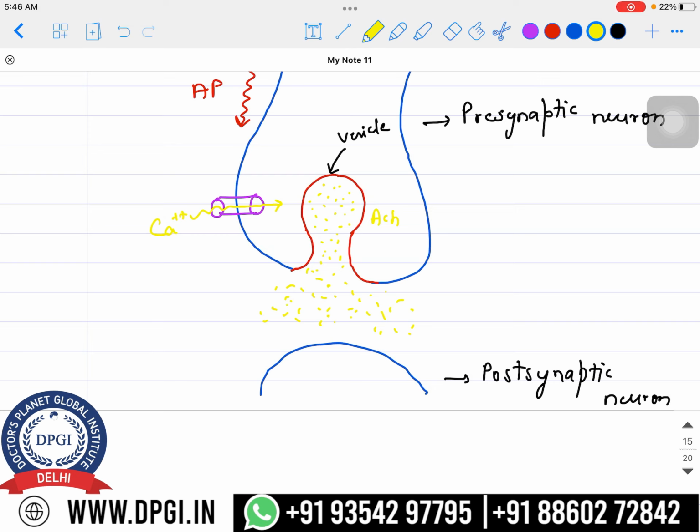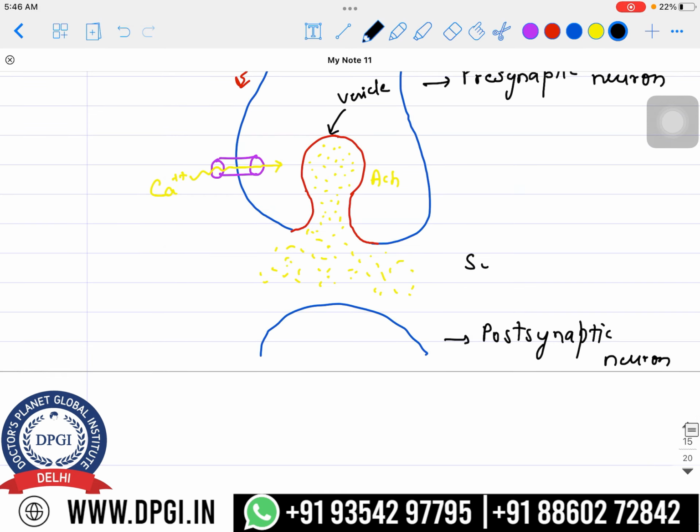This is the acetylcholine, simple, right? So this space is called the synaptic gap.